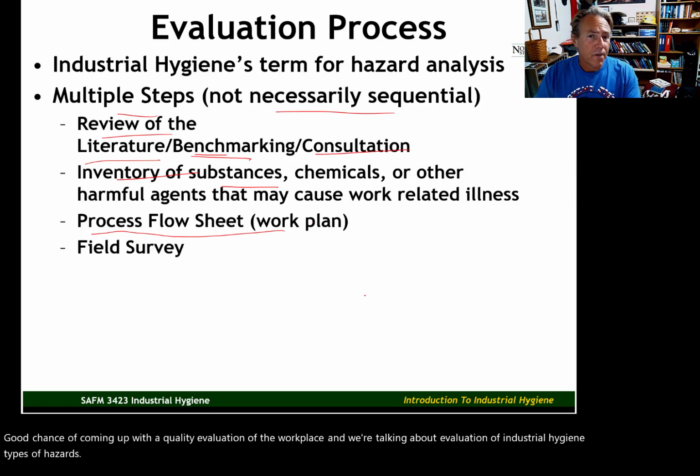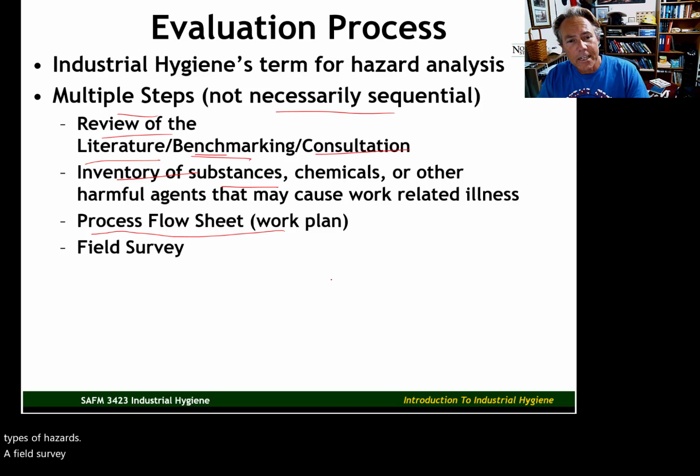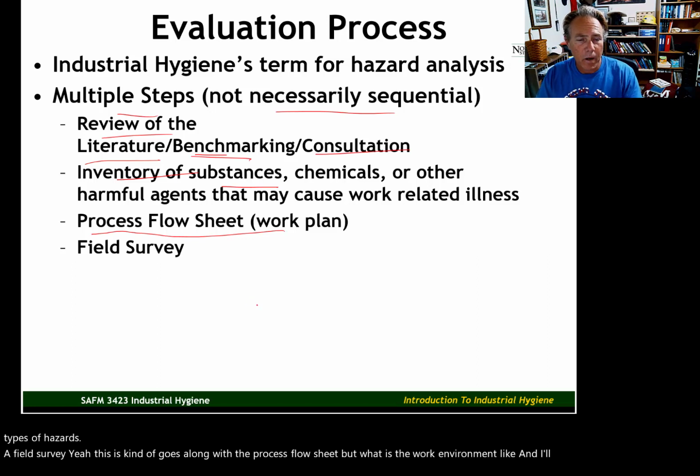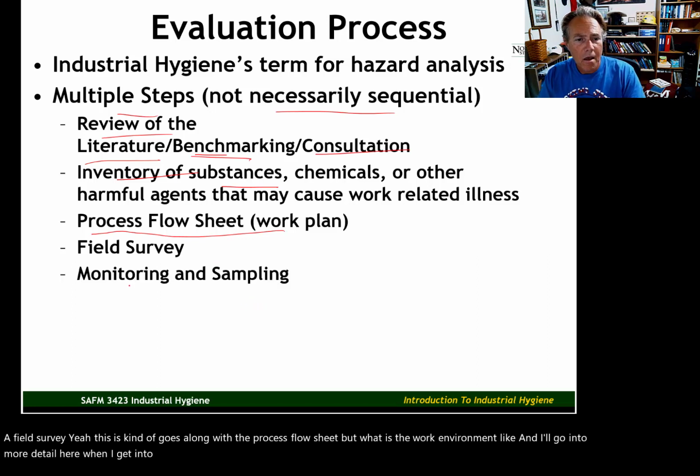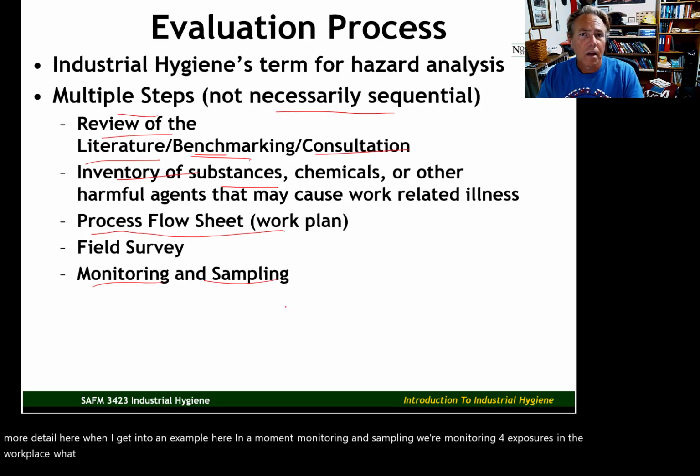A field survey. This kind of goes along with the process flow sheet, but what is the work environment like? And I'll go into more detail here when I get into an example in a moment. Monitoring and sampling. We're monitoring for exposures in the workplace. What are the concentrations of potentially harmful substances or harmful substances in the workplace?